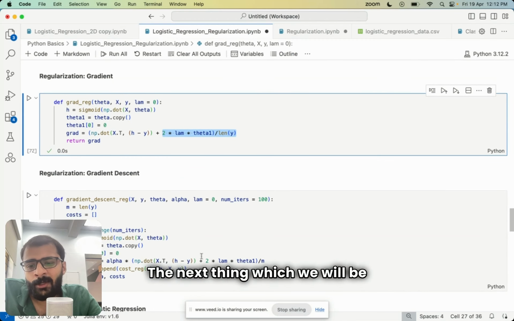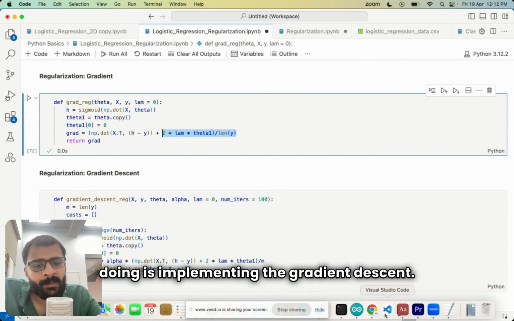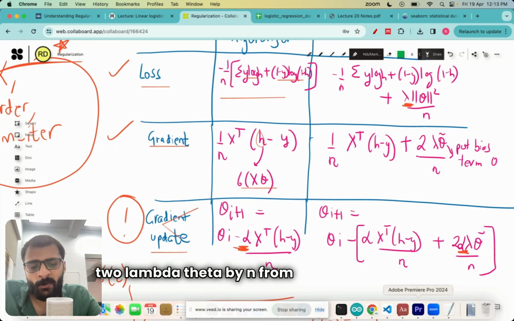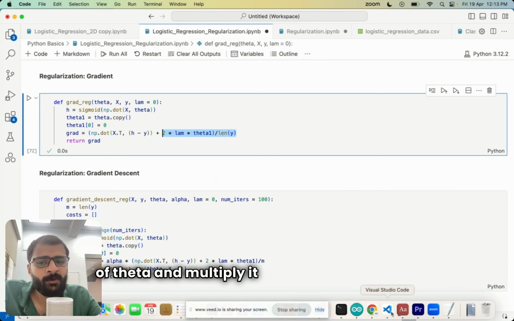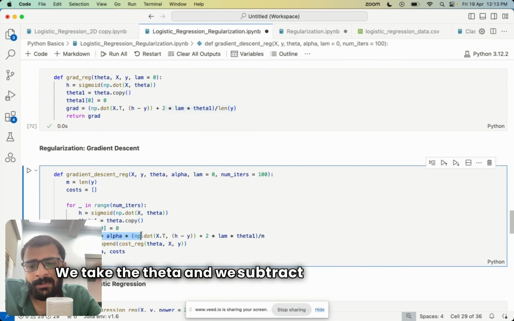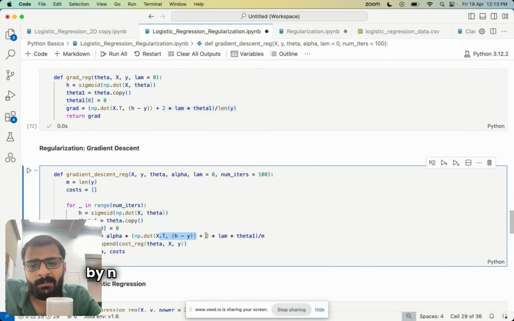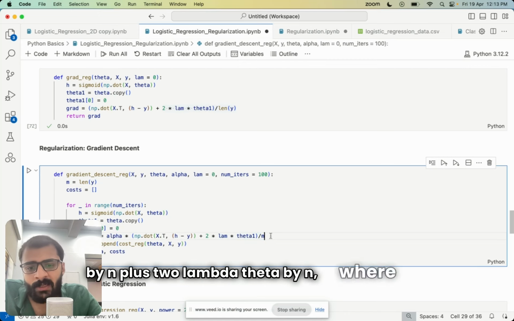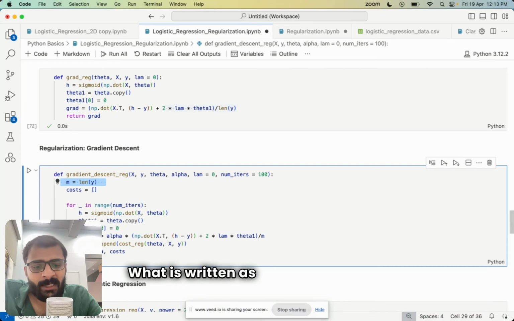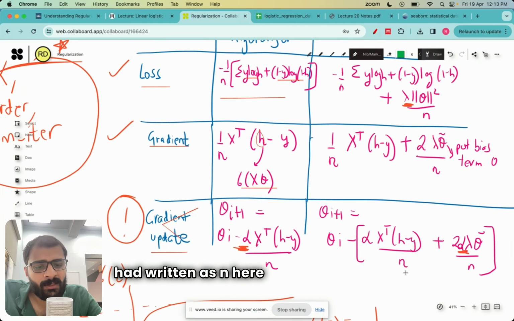The next thing which we will be doing is implementing the gradient descent. The gradient descent algorithm is, we subtract this thing, x transpose (h minus y) by n plus 2 lambda theta by n, from the current value of theta and multiply it with the learning rate. This is exactly what is done. We take the theta and we subtract x transpose (h minus y) by n plus 2 lambda theta by n, where here it is written as m, which is the length of the data set. What is written as m here is what we had written as n in this whiteboard.